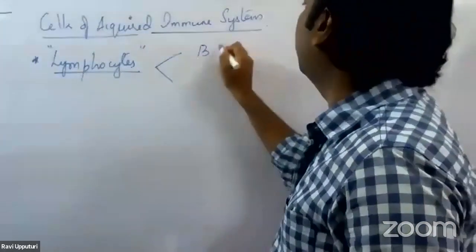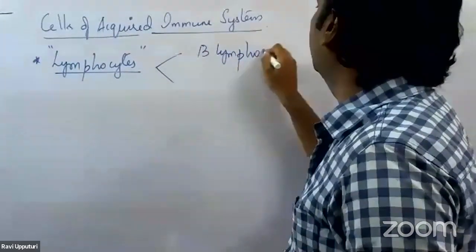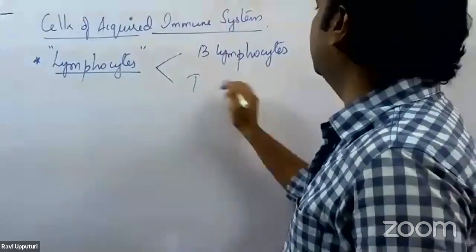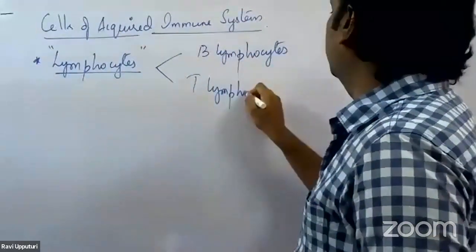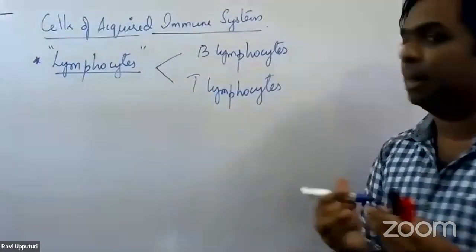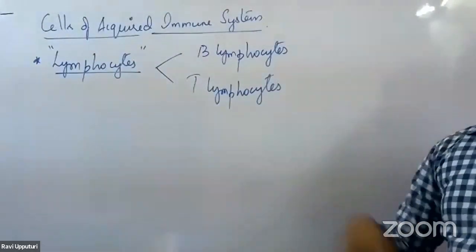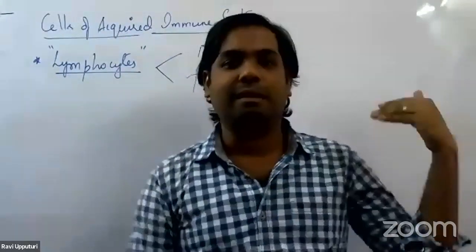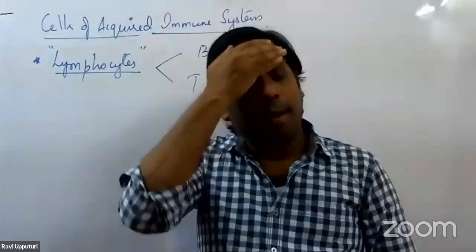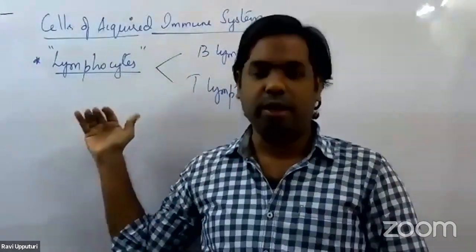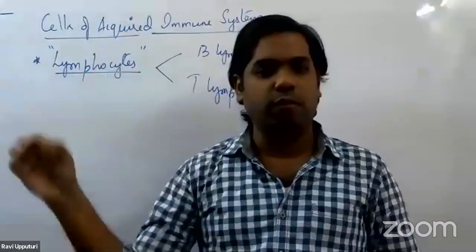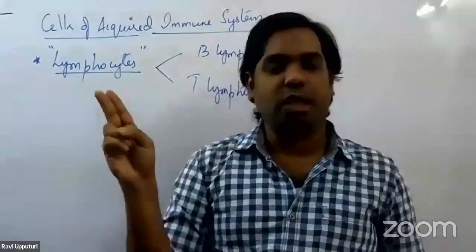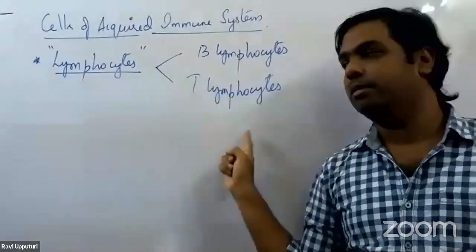One we call B lymphocytes, and the other one is called T lymphocytes, or simply T cells. So they are either called B lymphocytes or B cells, or T lymphocytes or T cells. These are the two basic types of cells which are a part of the acquired immune system. The major constituents of the cells of the acquired immune system are the lymphocytes, two major types: B lymphocytes and T lymphocytes.